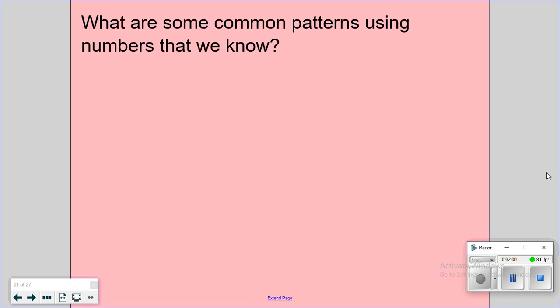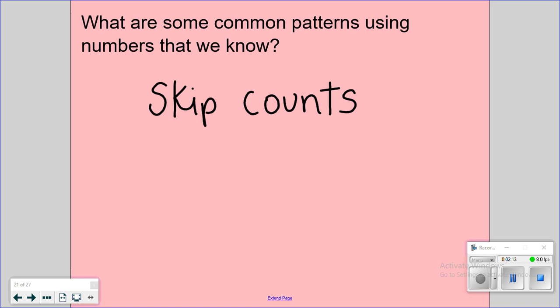So go ahead and turn to the next blank page. Go ahead and title it skip counts. The skip counts are common number patterns that we know. Go ahead and take some time and write some skip counts that you know. I bet you know at least 2 different ones, if not 3 different ones, maybe even more than that.